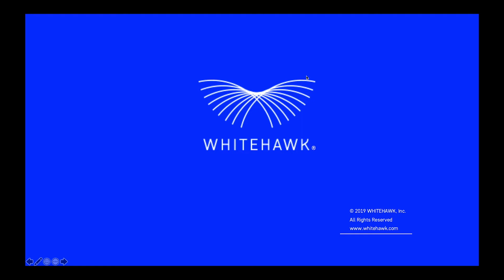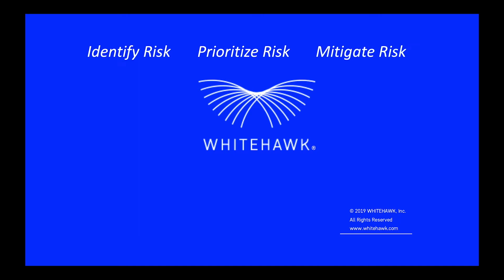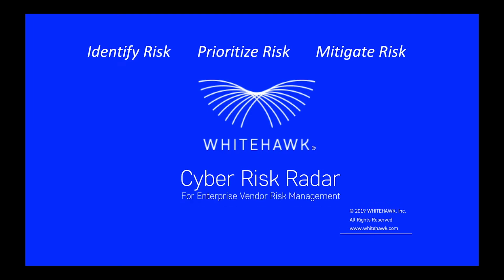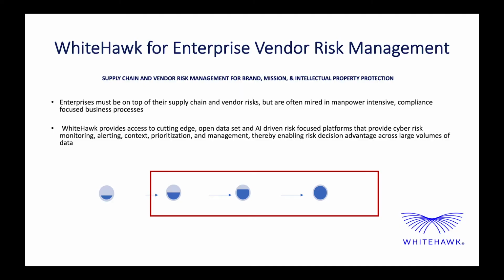The WhiteHawk Cyber Risk Radar is your enterprise's way of identifying, prioritizing, and mitigating supply chain and vendor cyber and business risks continuously and in near real time. We have seamlessly integrated business and cyber risk intelligence feeds from cutting-edge open data and SaaS analytics platforms into a common risk tracking and task execution dashboard. The Cyber Risk Radar can be implemented across any subset of companies globally, suppliers, partners, acquisition targets, you name it.